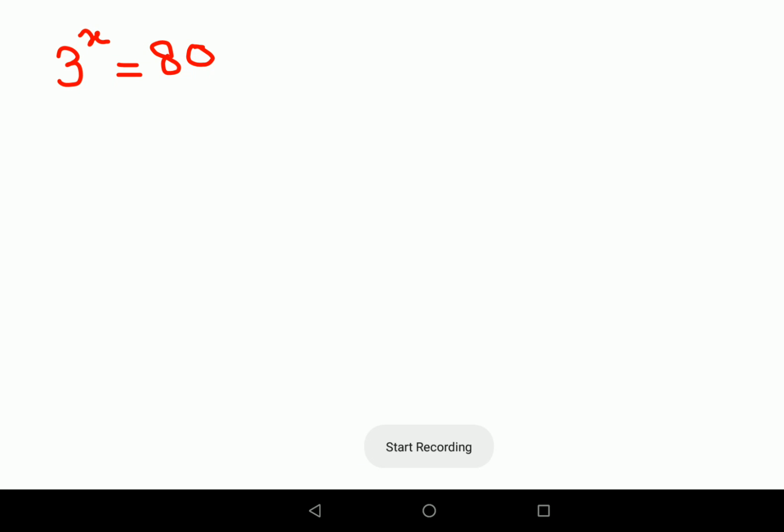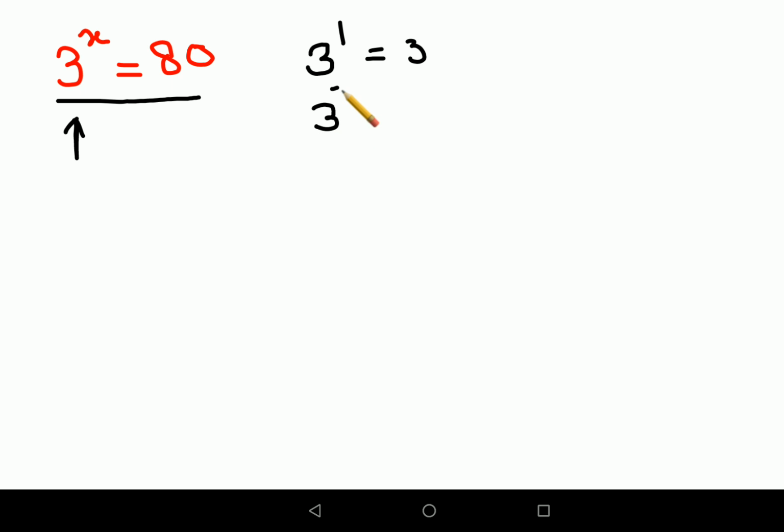Welcome everyone. So today we're going to solve this nice indices problem, which is 3 raised to x equals 80. Now before beginning with this, I want all of y'all to have a brief idea. Whenever you have something like this in the form of an index, we should think about it this way. 3 raised to 1 gets you what? 3. 3 raised to 2 gets you what? 9. 3 raised to 3 gets you 27. Then 3 raised to 4 gets you 81, right?